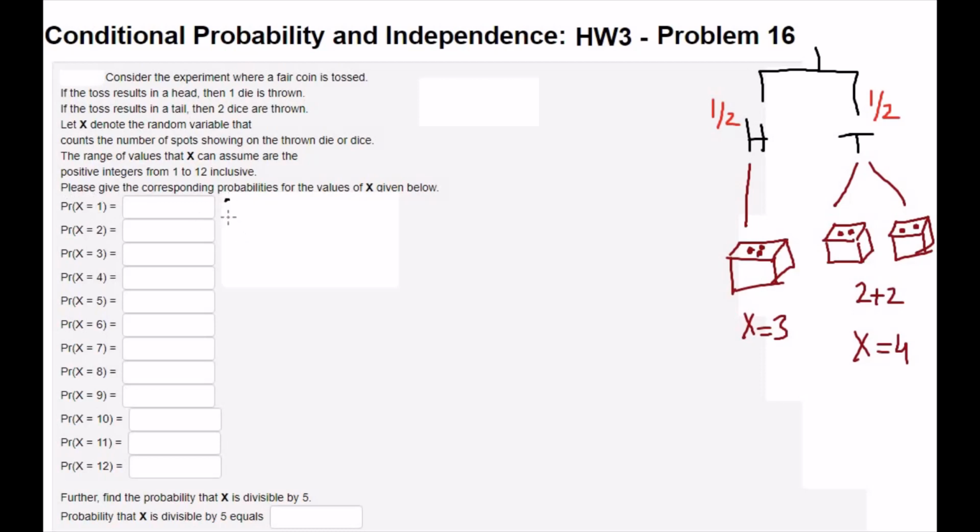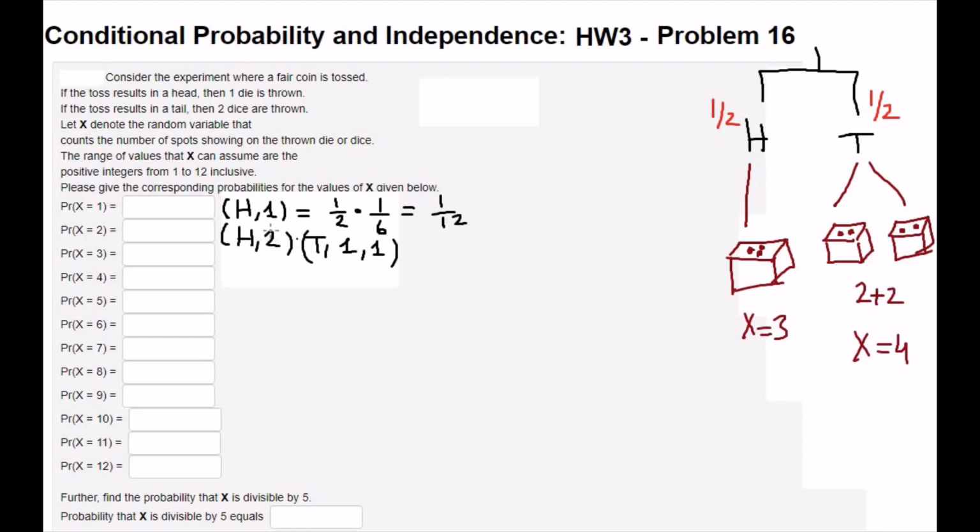There is only one condition. We have to throw head and the die has to be 1. Taking head is 1/2 chance, and getting 1 on the die is 1/6 chance. So this is 1/12. For x to take 2, we have the option either head and 2, or we throw tail and 1, 1.